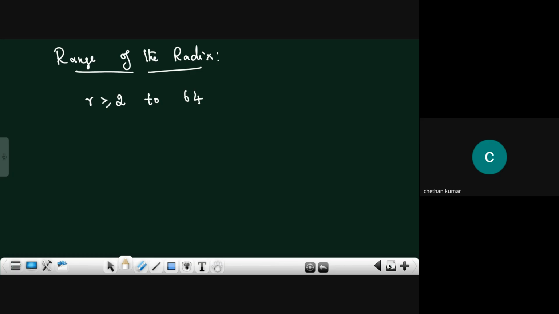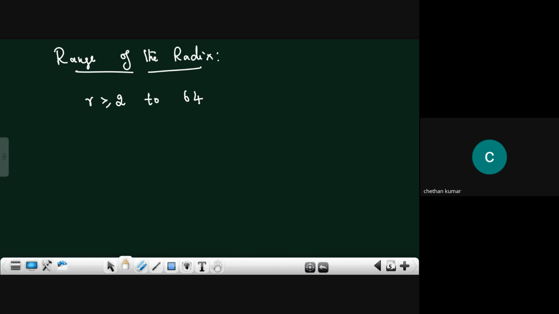I mean radix of 2, radix of 3, radix of 4. The maximum you can usually take is radix 64. If the radix is 64, how many unique digits does that number have? 0 to 64 minus 1, so 0 to 63. But there is no upper limit. Most common computers take a range up to 64. This is the range.